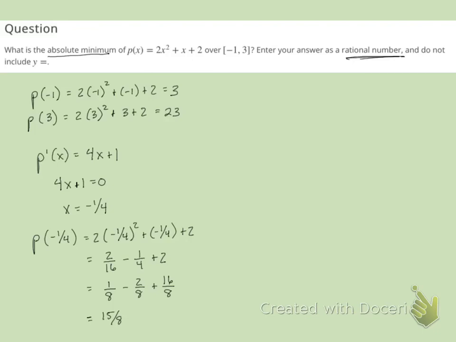So we are comparing now the 3, the 23, and the 15/8 to see which is the smallest value, and the 15/8 is, so this is our absolute minimum.